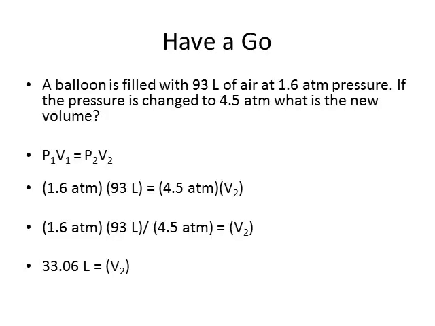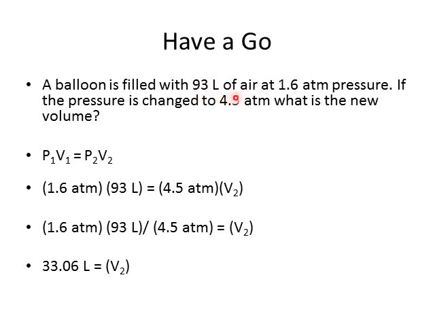Let's have a look at some word problems that you might get for Boyle's law. Let's have a look at this first one. A balloon is filled with 93 litres of air at 1.6 atmospheres pressure. If the pressure is changed to 4.5 atmospheres, what is the new volume? A common mistake that students often make is they don't know which pressure-volume pairs to put together. So let's address that issue first.